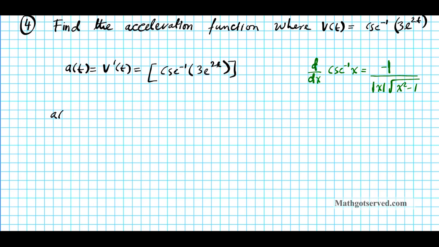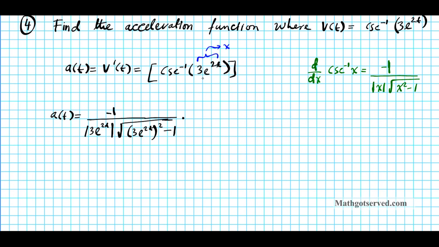Acceleration function a of t is equal to -1 over the absolute value of x. In this case, since we have a composite function, x is going to be the input function, which is 3e to the 2t. So it's going to be the absolute value of 3e to the 2t times the square root of 3e to the 2t squared minus 1. Okay, so that's the derivative of the outer function, and then if you differentiate 3e to the 2t, you're going to have to use the chain rule here again.